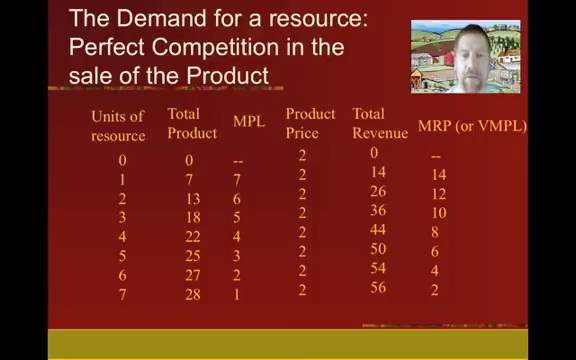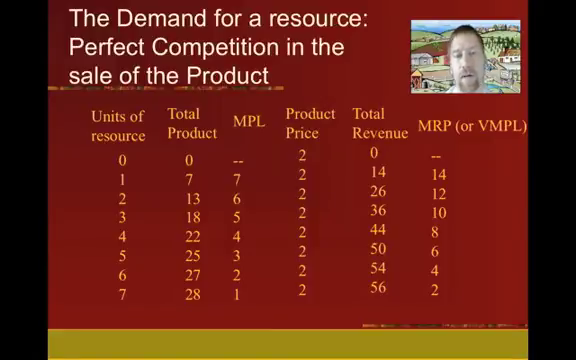Then your marginal revenue product, or the value of the marginal product of labor, can also be found without me even giving it to you. It's just 14 minus 0, 26 minus 14, 36 minus 26, and so on. That's how much revenue is brought in with each additional worker.